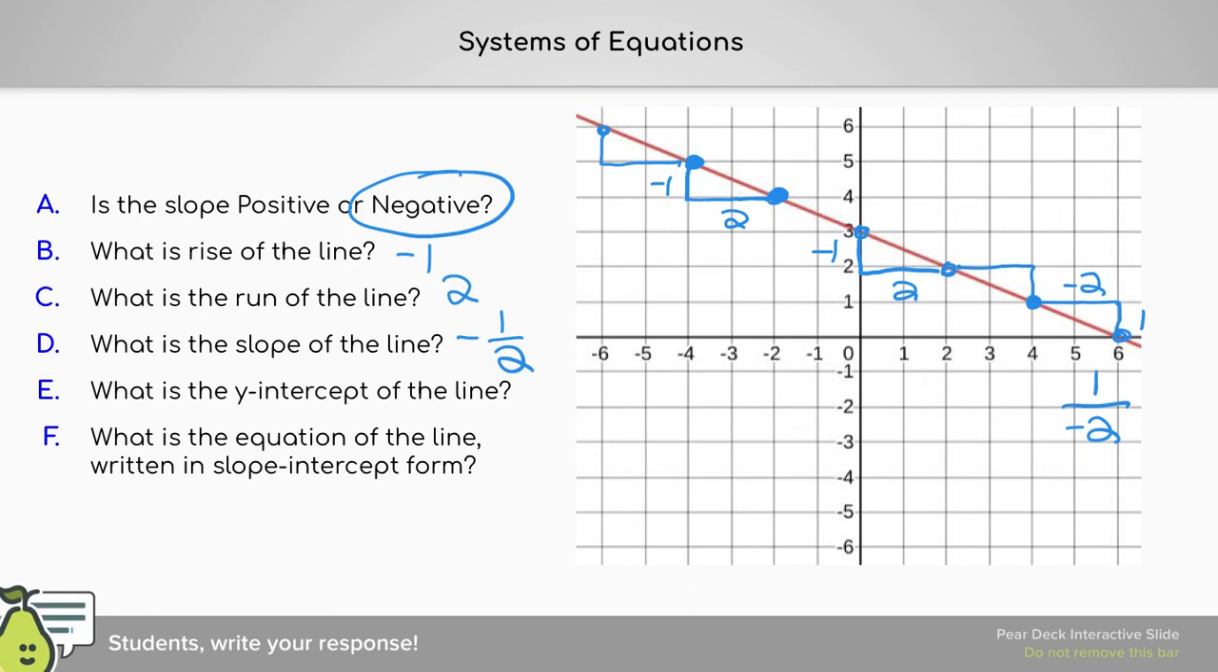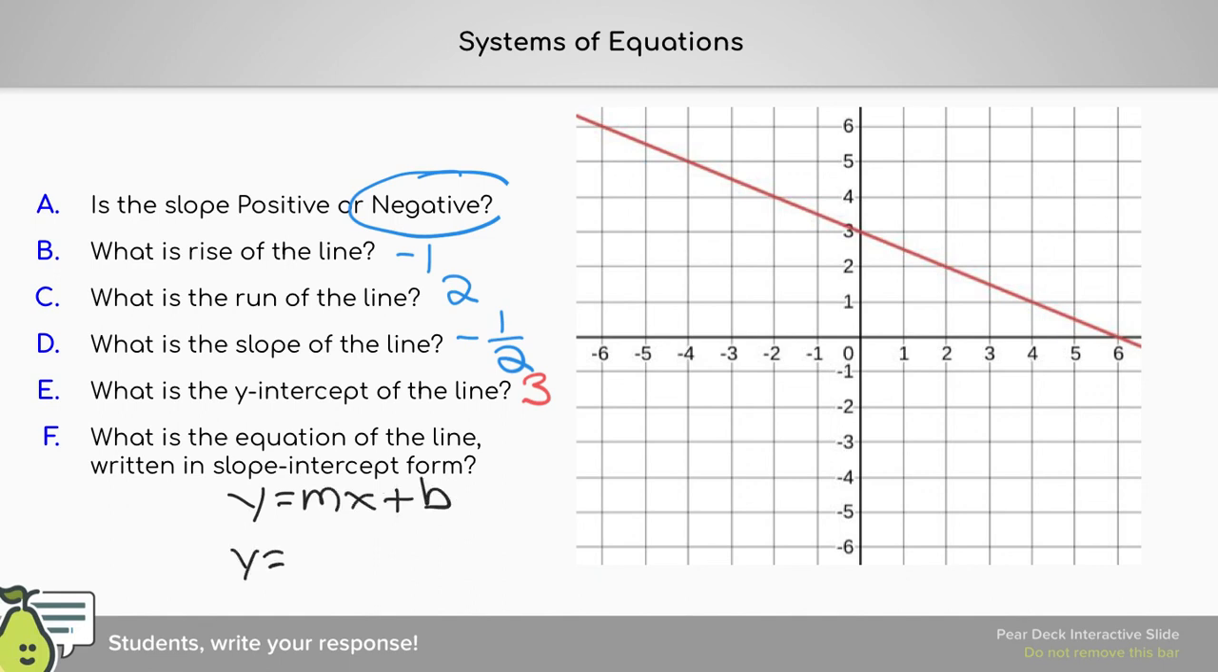So what is the y-intercept of our line? Again, this is the point where our line crosses the y-axis. In this case, it crosses right here at the point (0, 3). So we're just going to write a 3. And then finally, what is our equation in slope-intercept form? Again, y equals mx plus b. So y equals, m is our slope. In this case, it's -1/2 x. And then our y-intercept, plus 3. And there is our line.